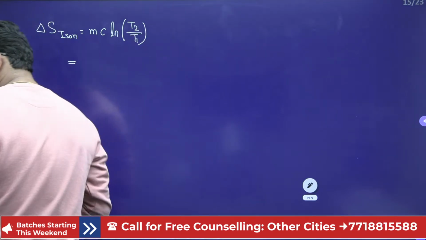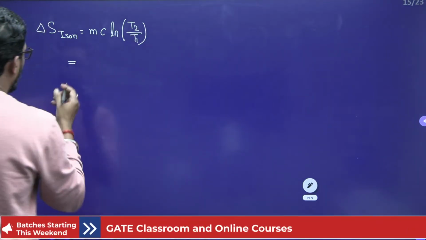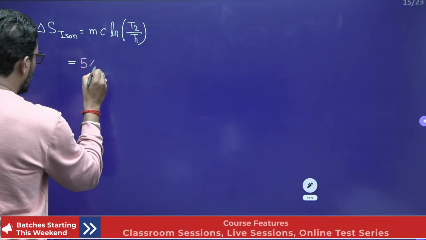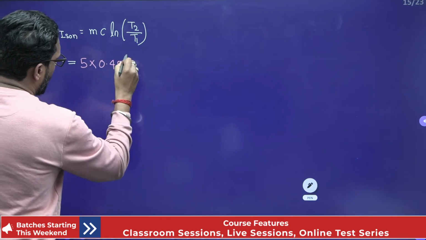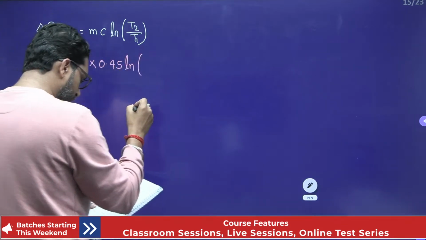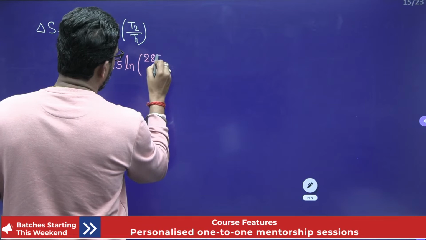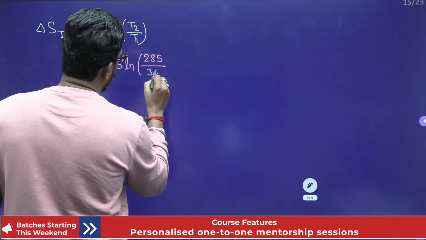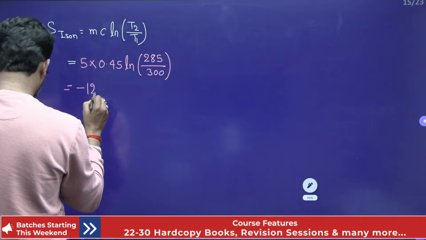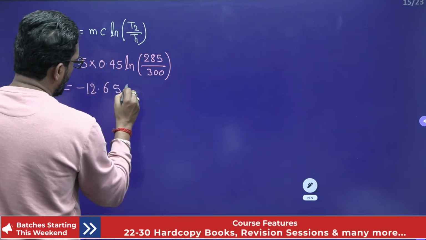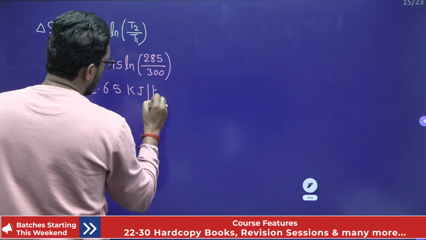Put in all these values. What is the mass of the iron? 5 kg. What is C? C is 0.45. ln of T, always put in Kelvin: 285 over initially 300. So what is this? See this, my friend: minus 12.65 kilojoule per kg.